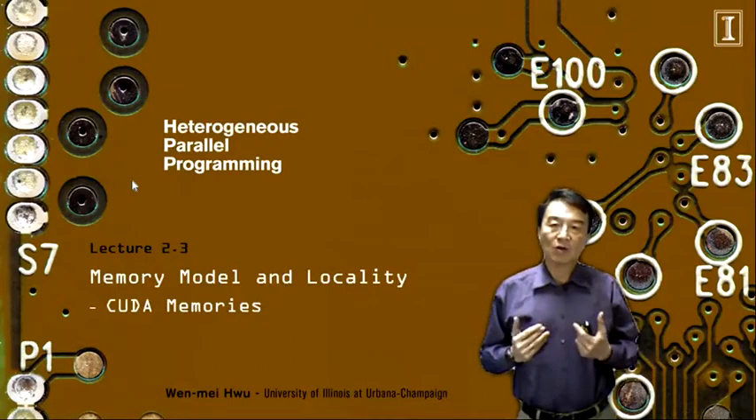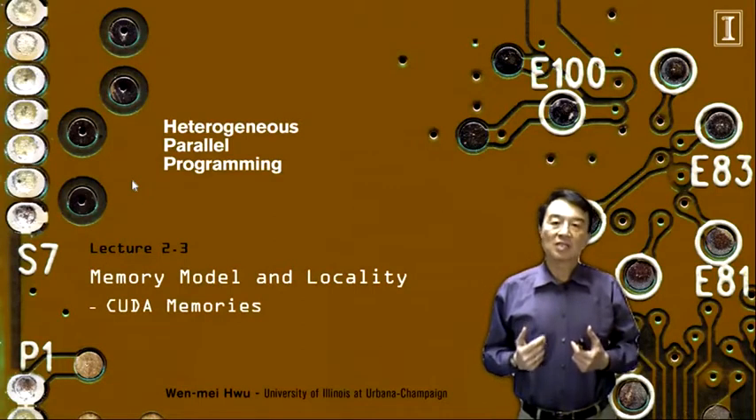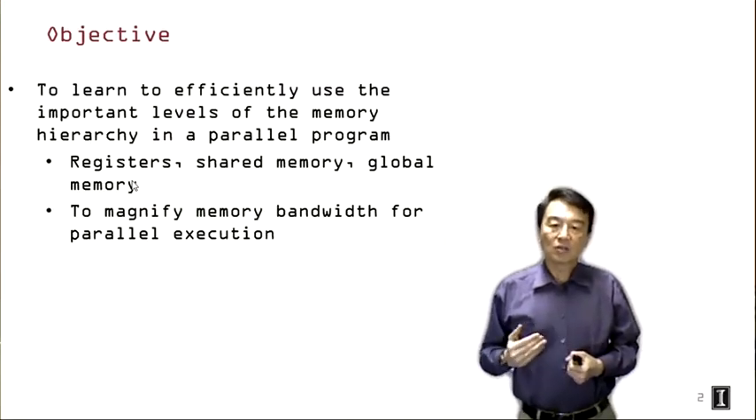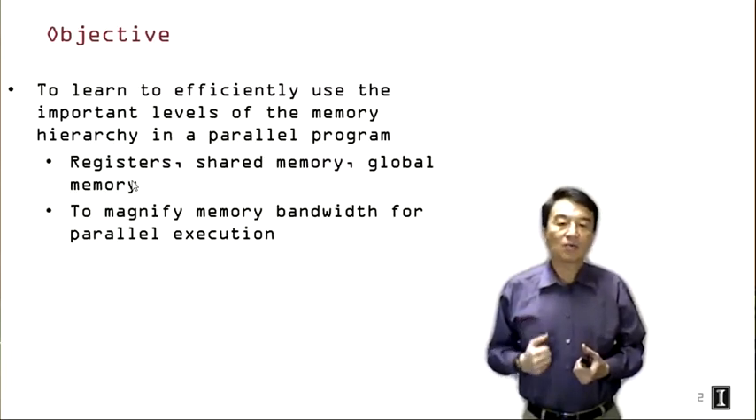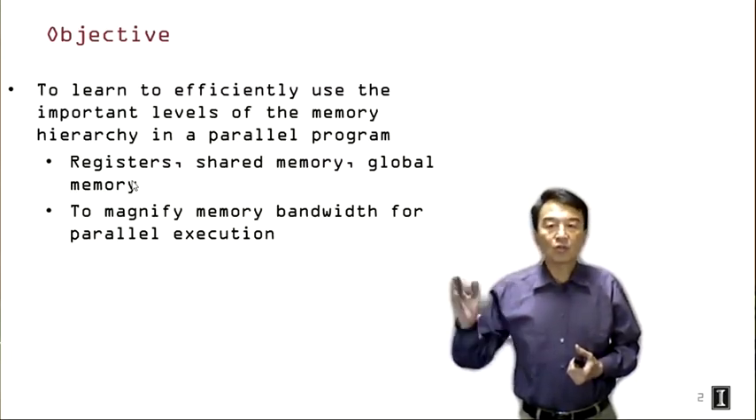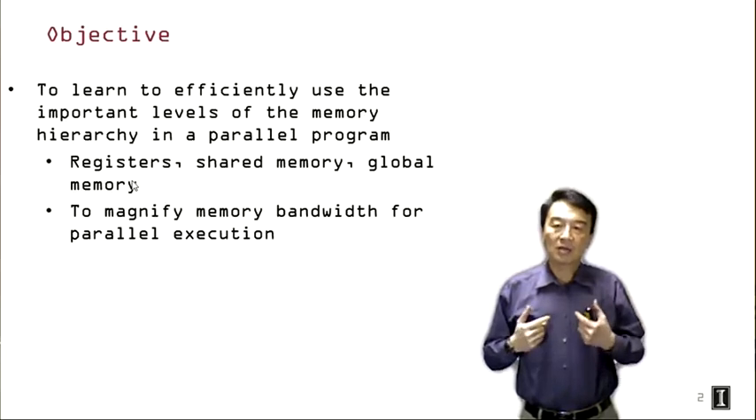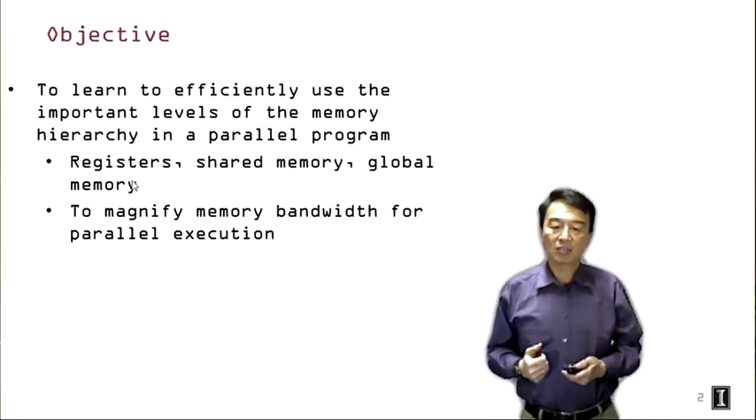And as we will learn very quickly, memory accesses are a major factor for scalable parallel execution in pretty much any system. So the objective is for you to learn how to efficiently use the important levels of the memory hierarchy in a parallel program. And in particular, we're going to introduce registers and shared memory in CUDA, in addition to the global memory that we have already learned. And we'll also begin to introduce how the registers and shared memory can be used to magnify the memory bandwidth for parallel execution.